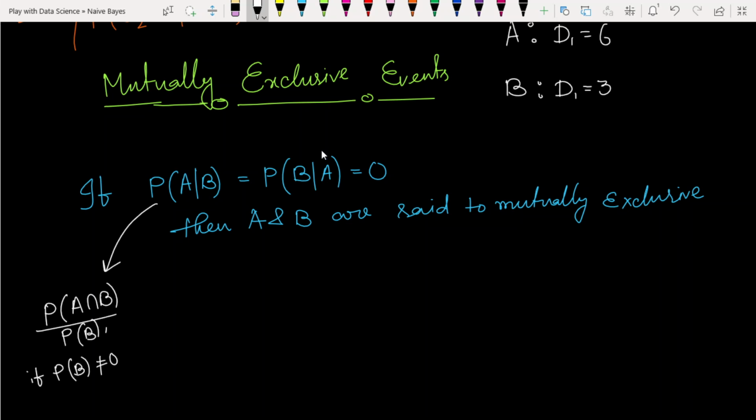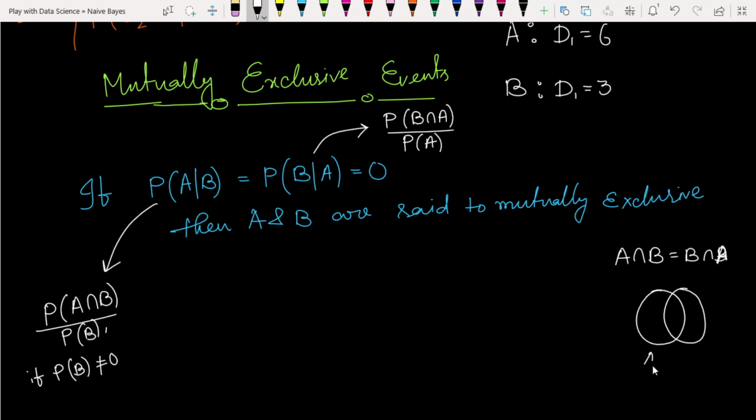Similarly, what is the definition of this conditional probability? Probability of B given A is probability of B intersection A divided by probability of A. And if you see this simple primary set theory, which we learned in 9th, 10th, 11th standard, probability of A intersection B and B intersection A are the same. If this is our event A and this is our event B, then the intersection event will be like this. So these two things are the same.